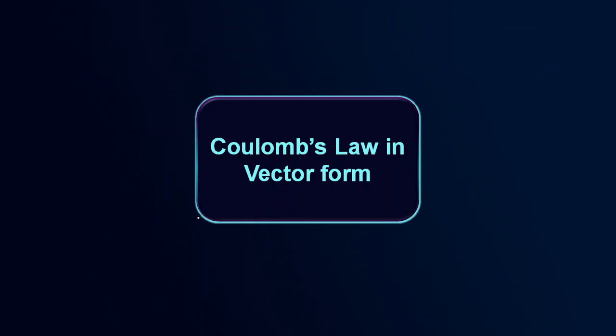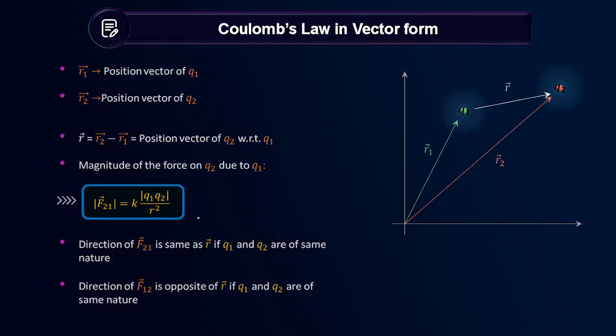Now Coulomb's law in vector form, since force is a vector quantity. Suppose we have two charges q1 and q2. r1 is the position vector of q1 and r2 is the position vector of q2. So we can say that the r vector will be equal to r2 minus r1, the position vector of q2 with respect to q1. Now the magnitude of force on q2, on this charge we want to find the force due to q1, will be k q1 q2 by r square.